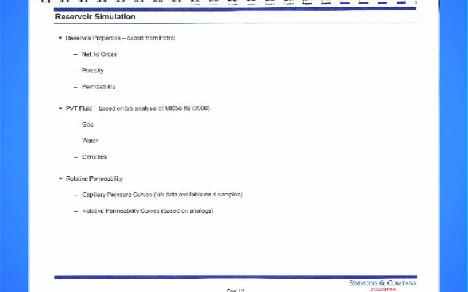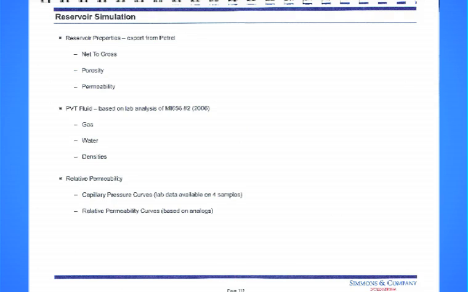This page reflects the rock and fluid properties in Eclipse. First, we have the reservoir properties, which were exported from Petrel. They are net to gross, porosity, and permeability. Next, we have the PVT fluid, which was based on lab analysis of the number 2 well.